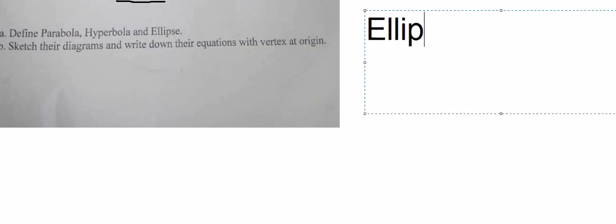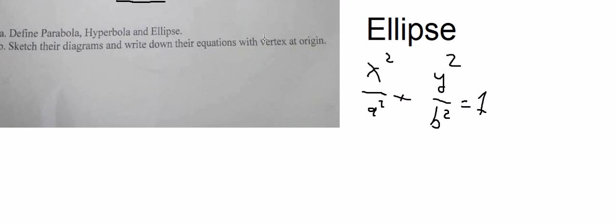And the last one, ellipse. So the formula, x squared over a squared plus y squared over b squared equal to number 1. And the formula of the ellipse. It should be like this.